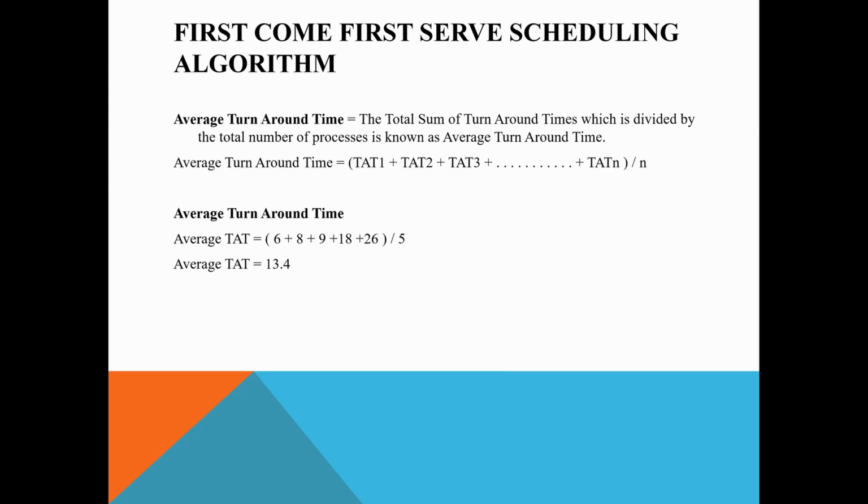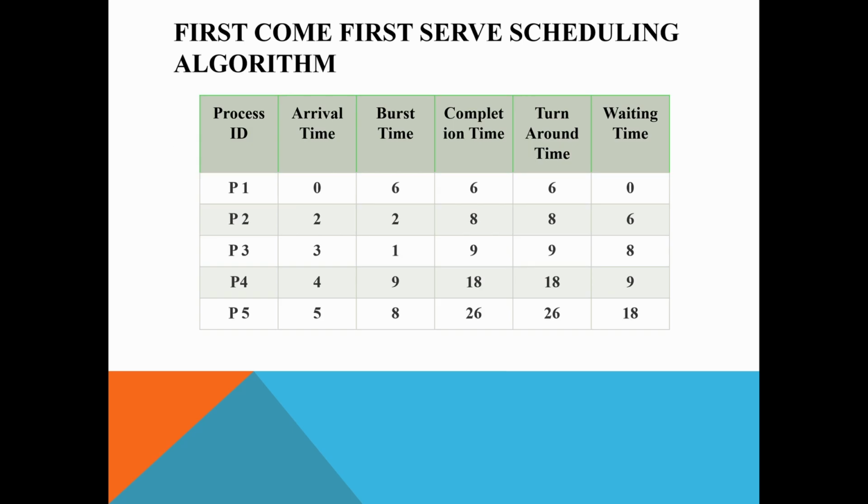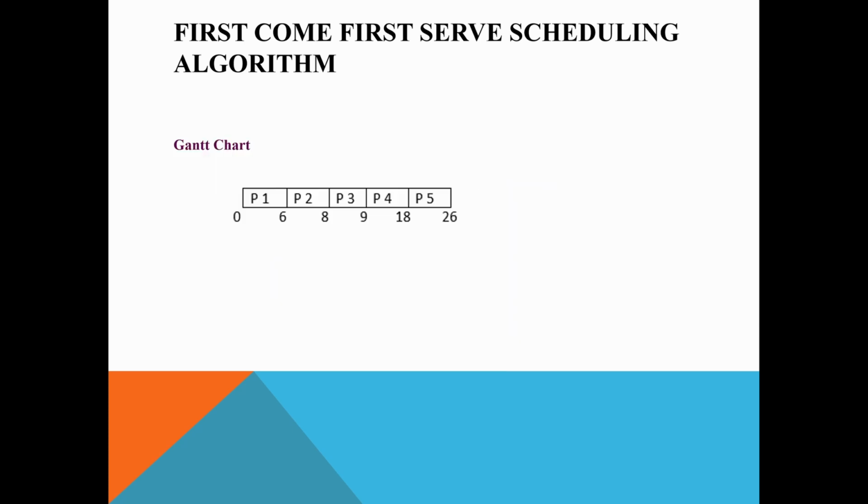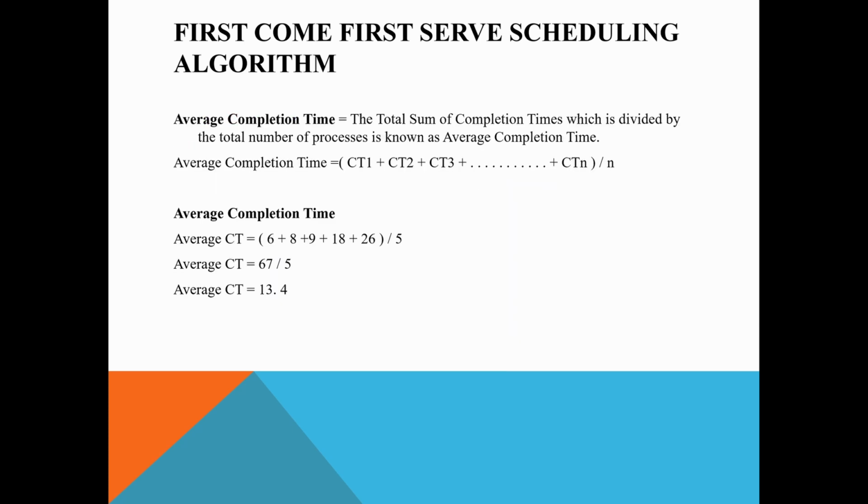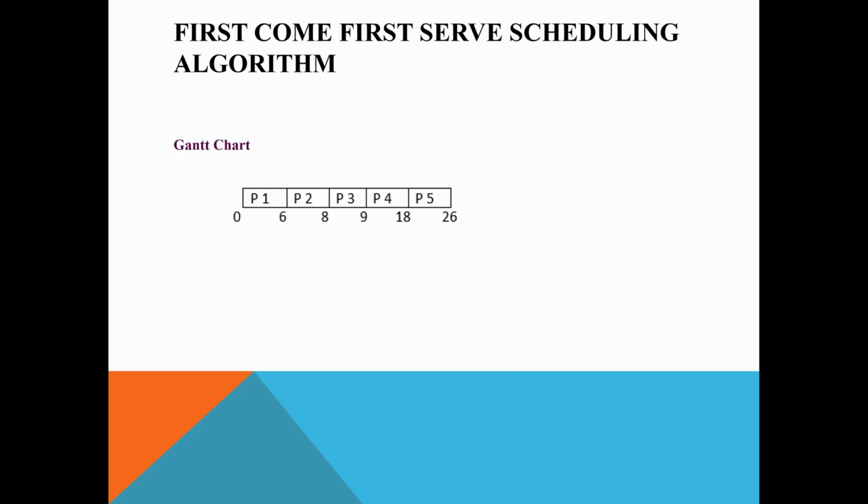Before, I said that we use a Gantt chart to calculate the completion time, turnaround time, and waiting time. Let's see how we calculated all those things based on the Gantt chart. First is the Gantt chart. What is first come first serve? The process which first enters the queue will be served first. That's why this algorithm is named the first come first serve scheduling algorithm.